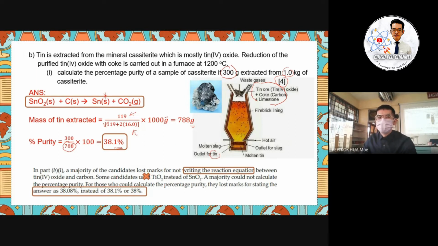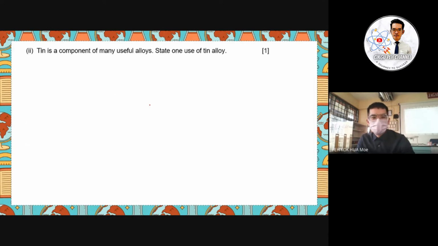So this is a common mistake made by the previous candidates. You have to avoid the mistake here. Firstly, give the correct significant figure, and then you have to give the equation so that you can get the full 4 marks here. Okay, for the next question, tin is a component of many useful alloys.